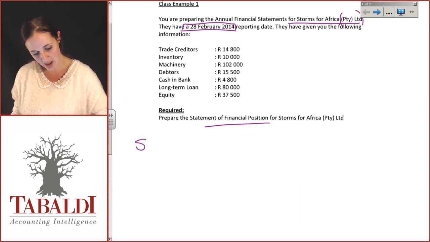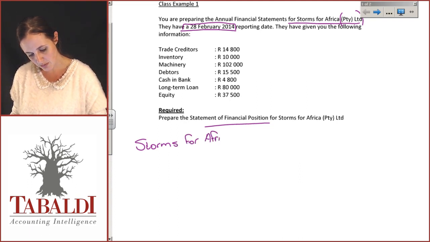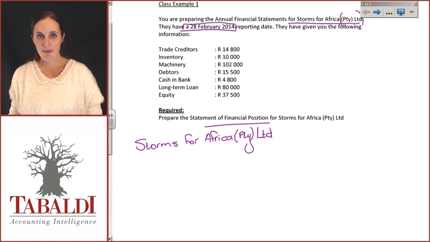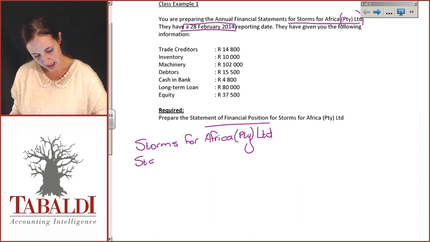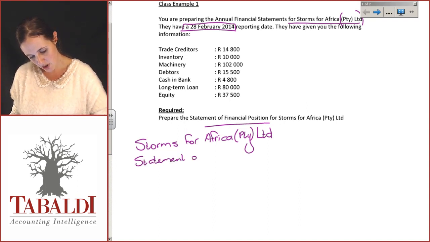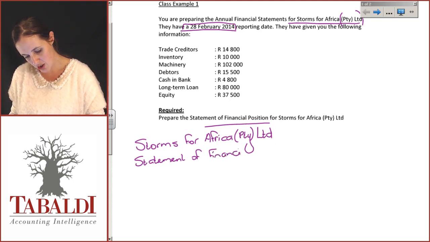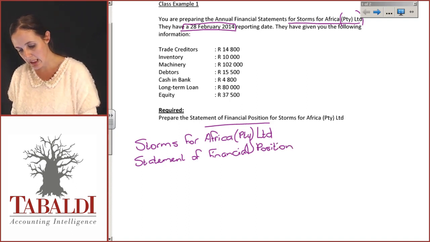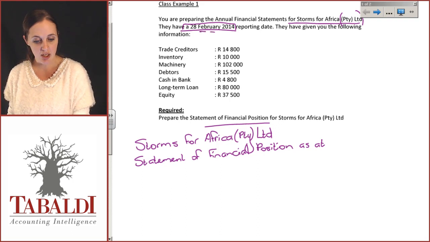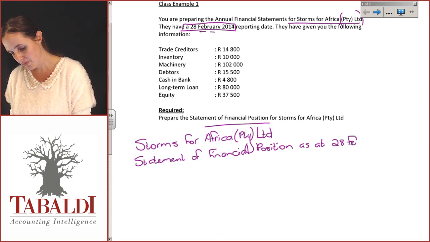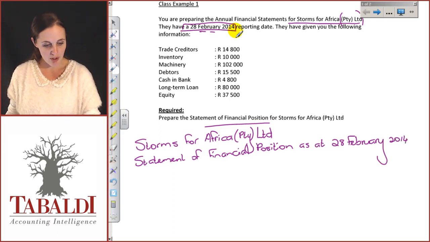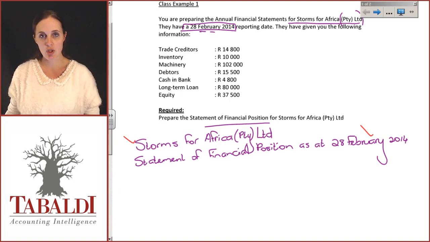So where do we start? We start with our headings. The first thing you write down is Storms for Africa. Make sure you get the detail right. It's a PTY Ltd, that's your heading. And you are preparing a statement of financial position. Very important now, as at, and my date, 28 February 2014.